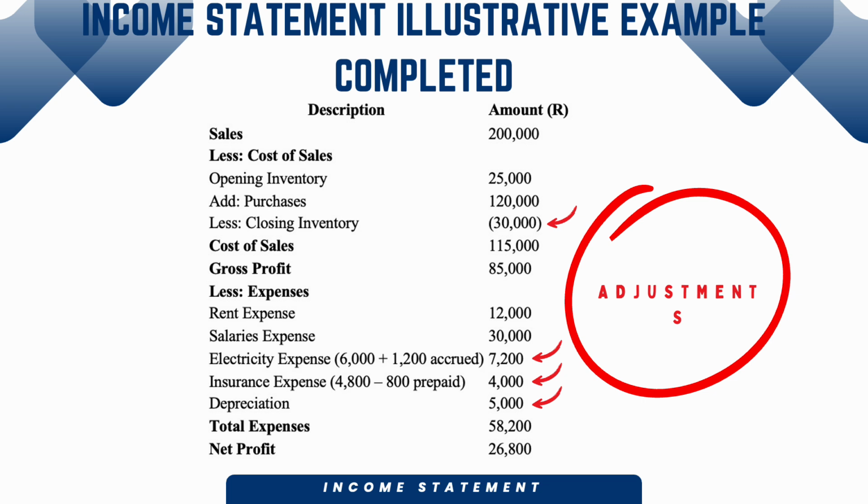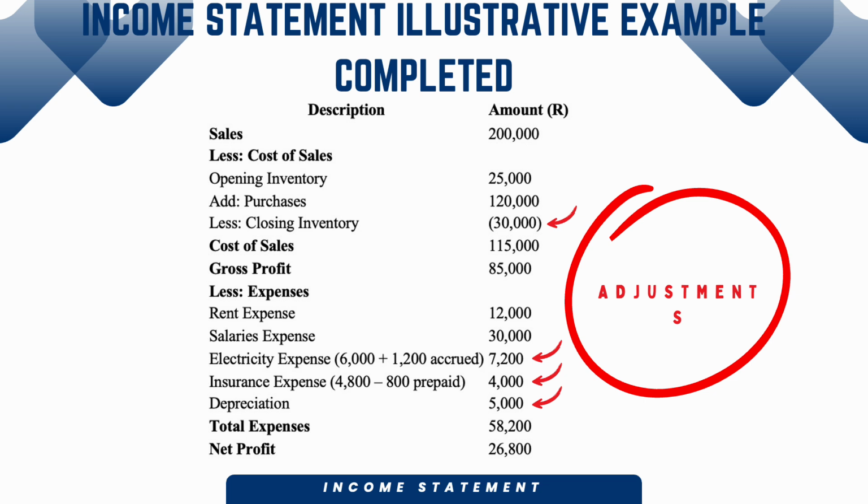So you can see electricity expense was an accrued expense. So we had to add the 1,200 to the original 6,000 balance. The insurance expense was prepaid. So we had to deduct the 800 Rand from our original 4,800 expense. And depreciation has been added as a line item at the bottom of our expenses for 5,000.